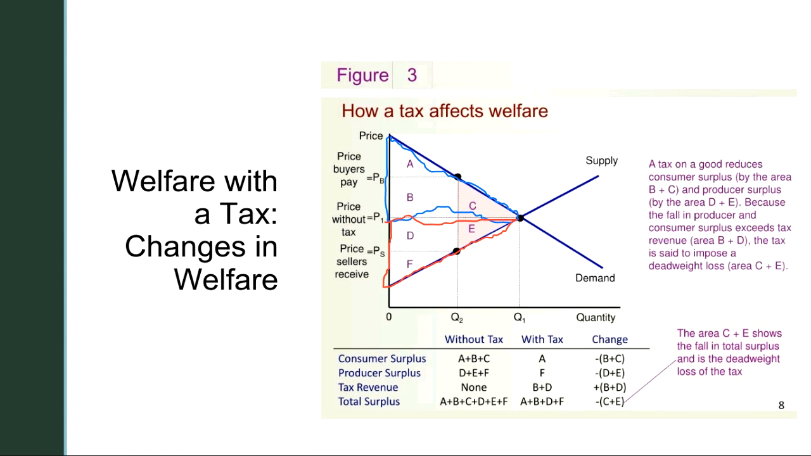For now, let's make sure we're comfortable with the idea that consumer surplus is the blue triangle and producer surplus is the red triangle. The blue triangle is the area below the willingness to pay, i.e. the demand curve, and above the price paid. Similarly, producer surplus is the area above the cost curve, i.e. the supply curve, and below the price received. So this seems simple enough. We check here: consumer surplus equals A plus B plus C without a tax. Producer surplus is area D, E, F without a tax. And then the total surplus is just adding all those areas together.